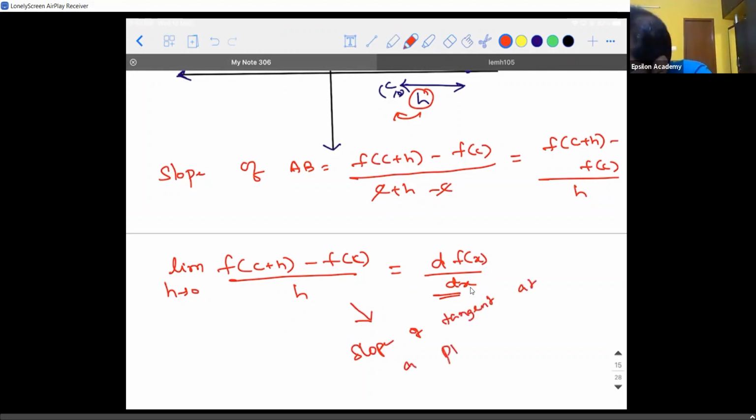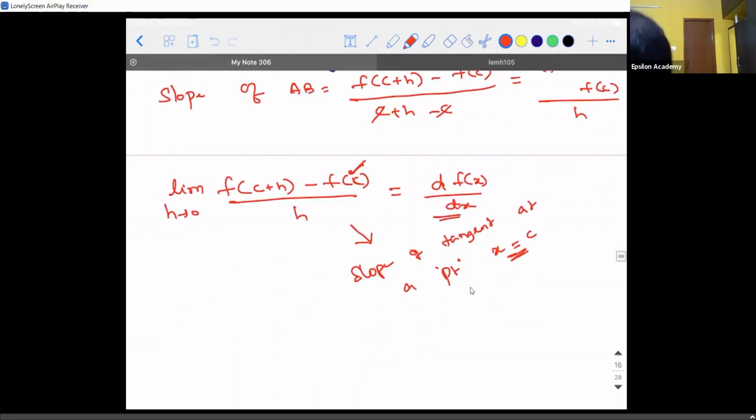Derivative of f of x with respect to x, and this gives the slope of the tangent at a point. Which point are we trying to find the slope at? At point C, at x is equal to C. And this is what is called the right derivative. So technically, when you're differentiating something, what is the inner operation you're doing? You're actually finding limit H tends to 0, f of C plus H minus f of C divided by H. The output of that particular limit is what is called the derivative of the function at a given point C.